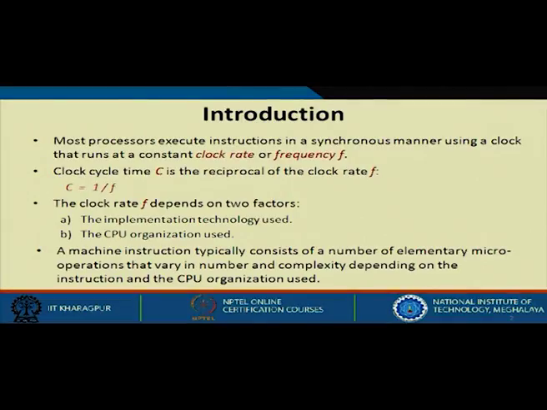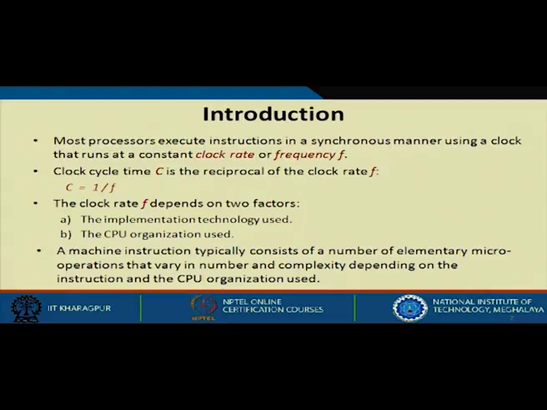The clock is becoming faster basically. So, this is a factor on which the clock frequency depends. Another is the CPU organization. What do you mean by CPU organization that we use?